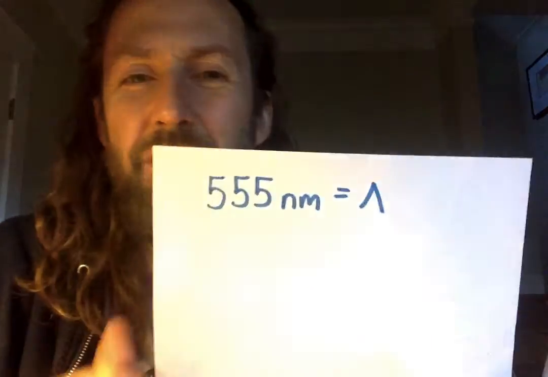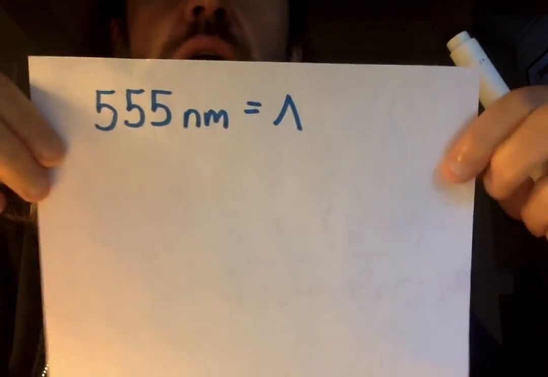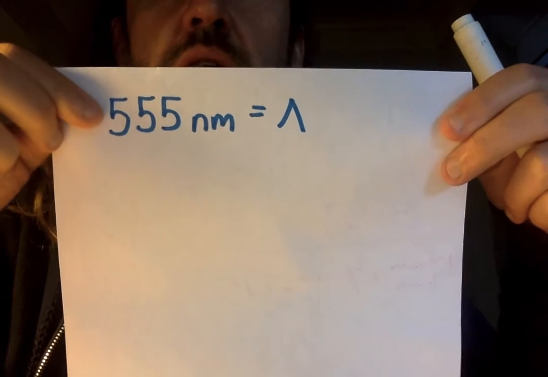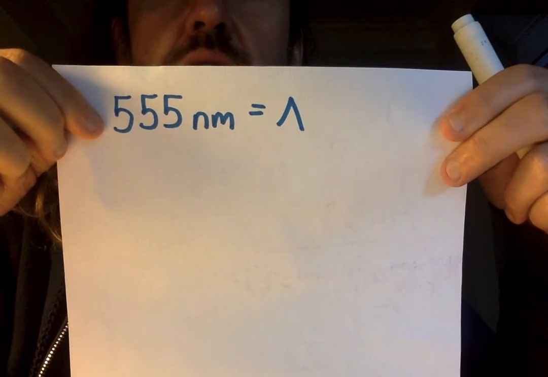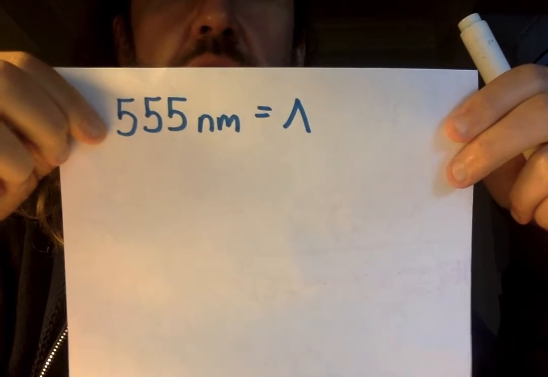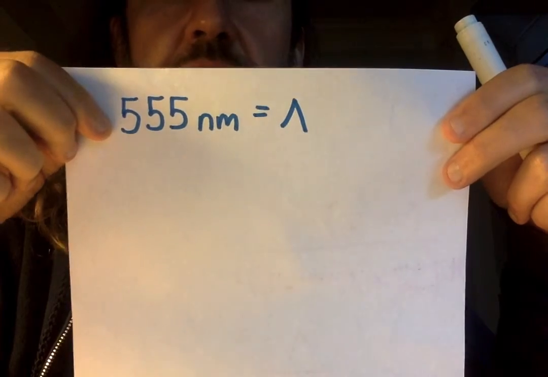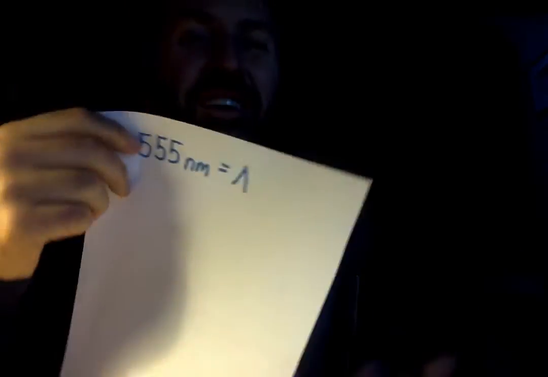Hey, I thought we would do one of these problems. So we're going to start out with electromagnetic radiation that is 555 nanometers. That's probably in the visual light range, so it's just colored light we could see. It's what makes our shirts blue and purple and green, colors that we can see.